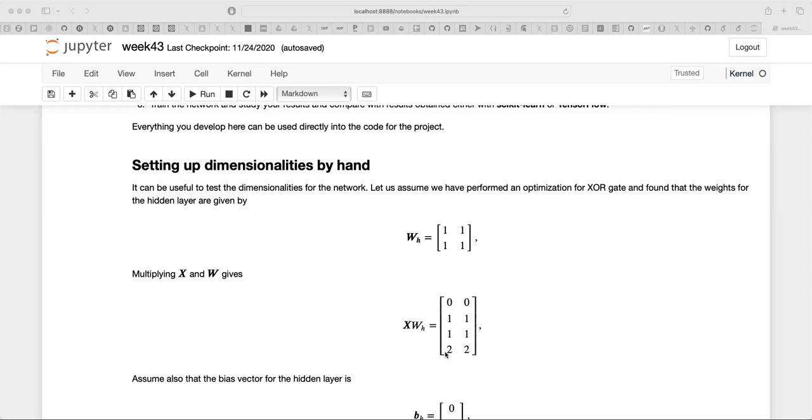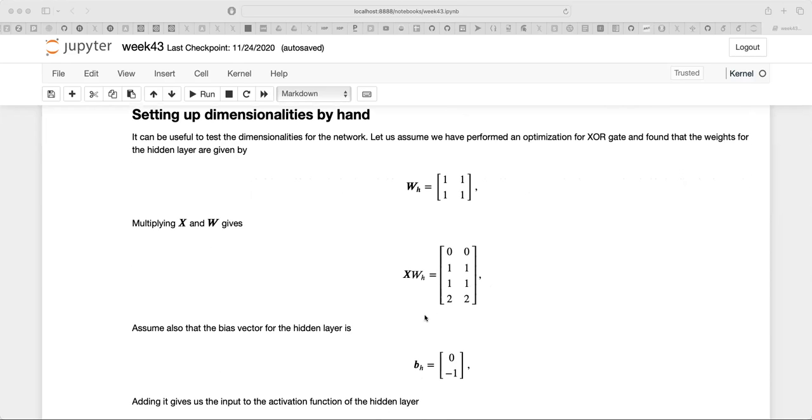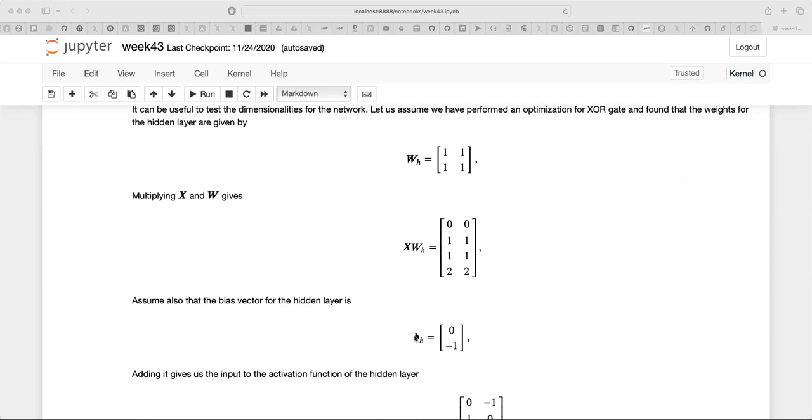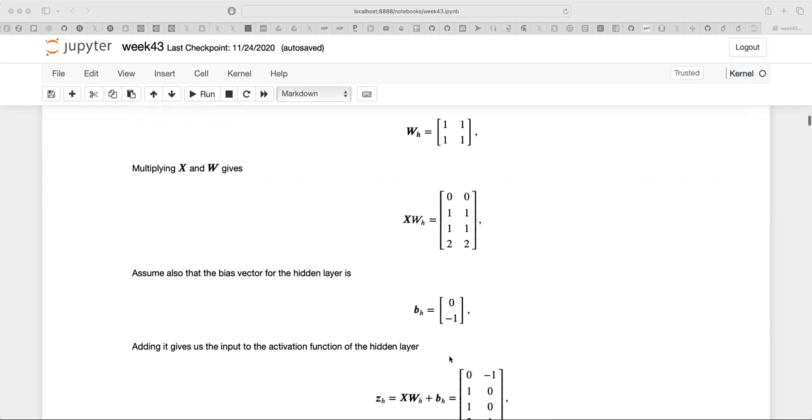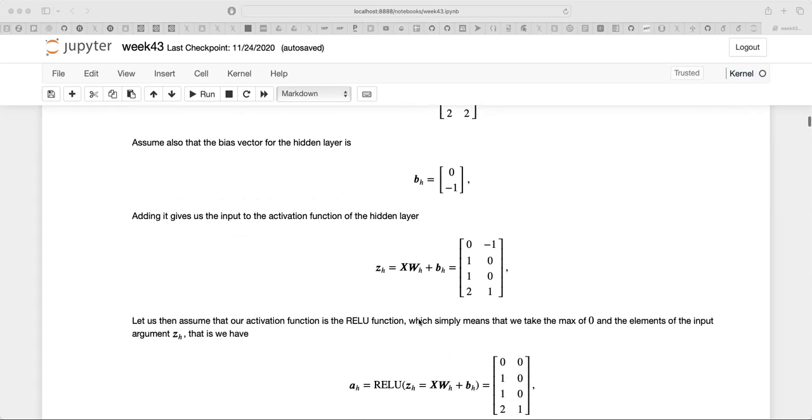So what you perform then is a series of multiplications. And through this series of multiplications, you end up with a new matrix. You add the bias, which I just put to 0 and -1 for the hidden layer. So H here stands for the hidden layer, weights and biases. And then this is the input to the activation function.